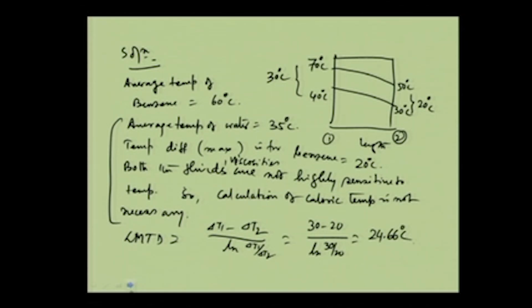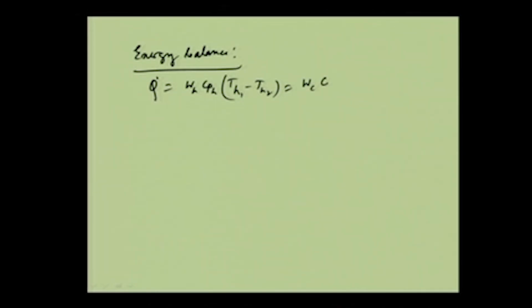In addition to that, if we try to see the energy balance, it gives that Q dot is equal to W hot fluid CPH into TH1 minus TH2, and that will be equal to WC into CPC into TC2 minus TC1. Now, we have to find out all these physical properties, thermophysical properties.